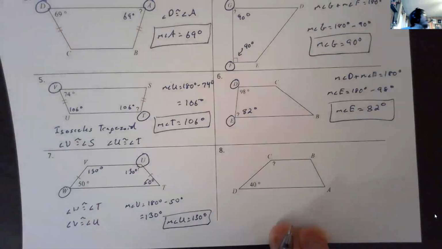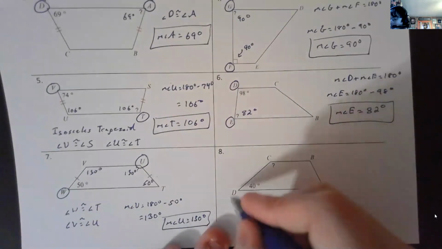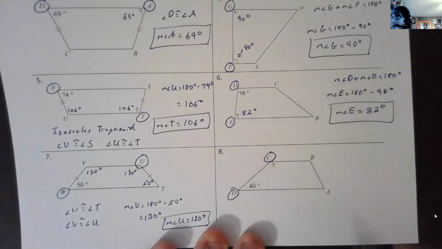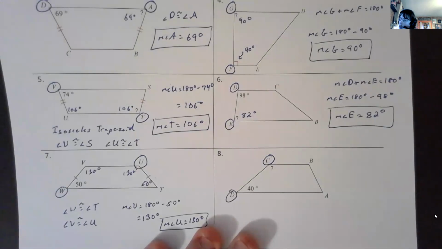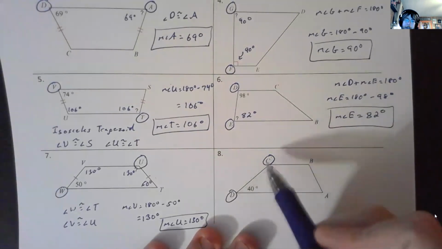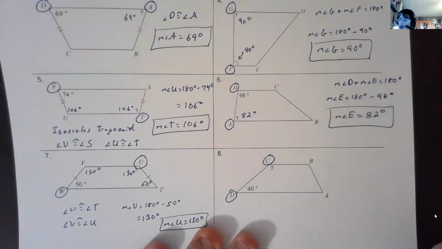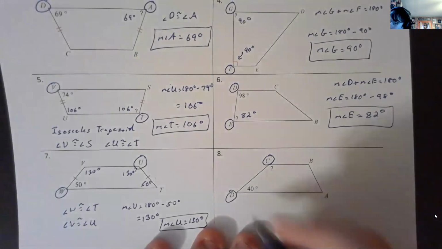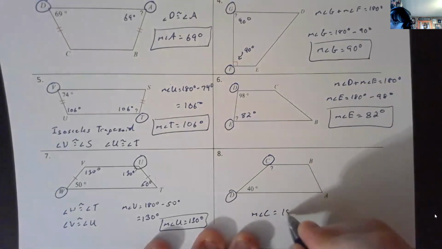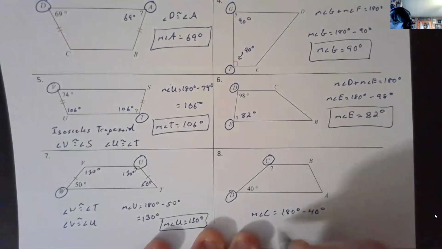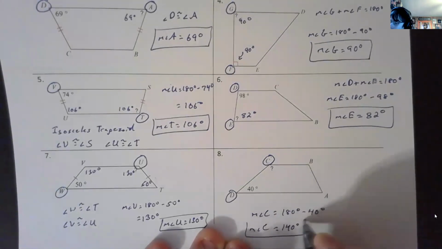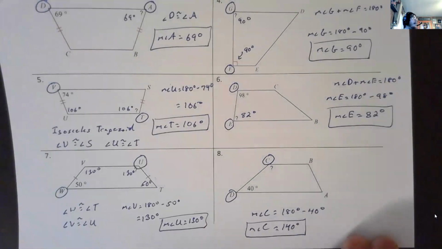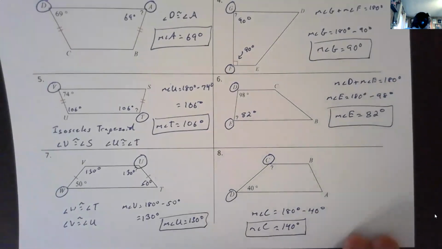And number 8, we're given angle D, and we want to find angle C. This is a regular trapezoid, not an isosceles trapezoid. So C and D are connected by the same leg, which means C and D are a pair of upper and lower base angles, so they are supplementary. To find angle C, we take 180 and subtract angle D, and so angle C is equal to 140. And that's angles in trapezoids.